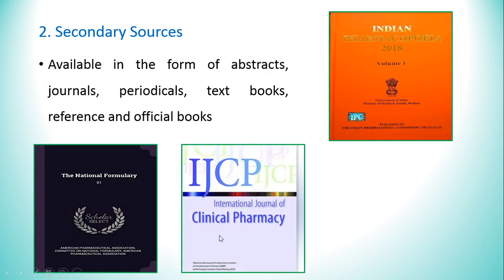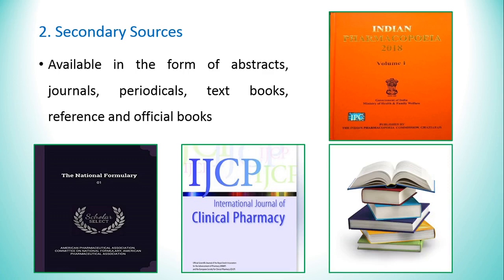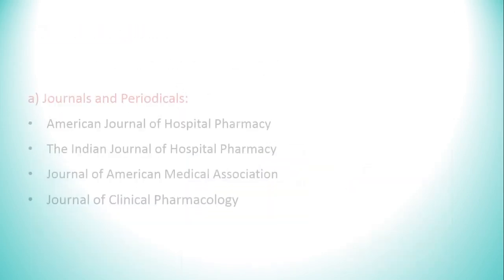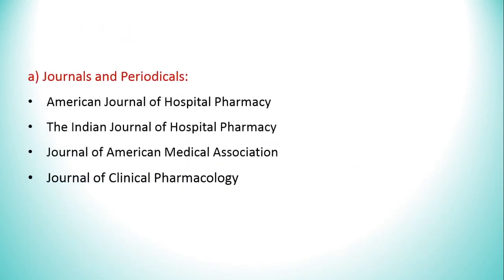Also by using some journals like International Journal of Clinical Pharmacy, and also by using some textbooks and reference books. So let's see some journals and periodicals like American Journal of Hospital Pharmacy, the Indian Journal of Hospital Pharmacy, also the Journal of the American Medical Association and the Journal of Clinical Pharmacology. By using these journals you will get the information on the drugs.